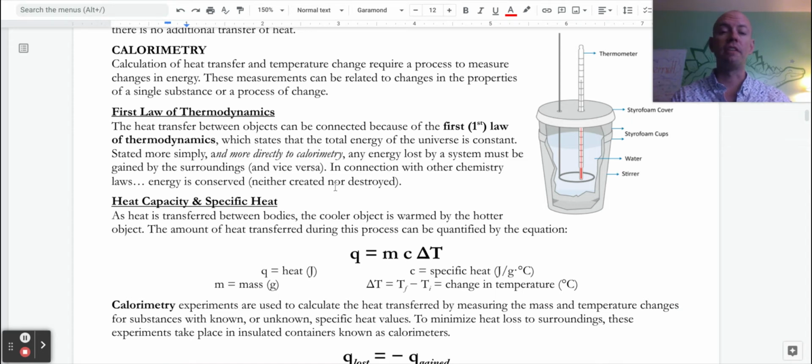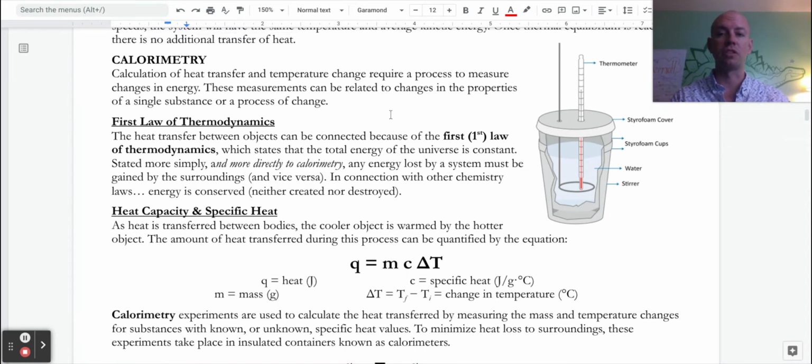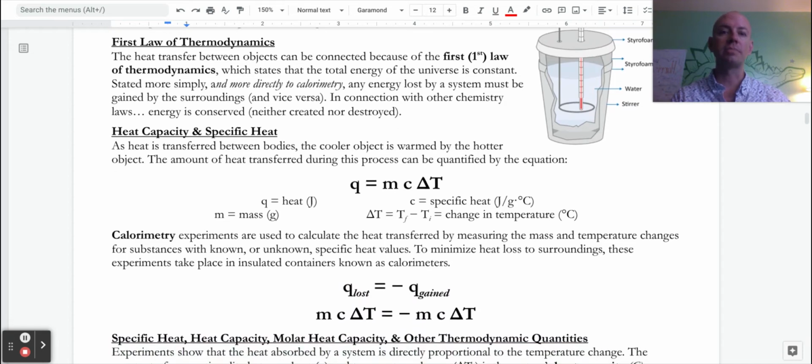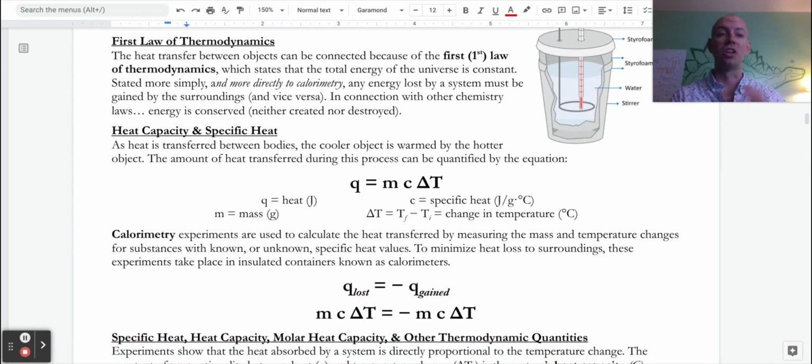The transfer of heat is related to the first law of thermodynamics, or sometimes it is stated as the law of conservation of energy. It says the total energy of the universe is constant, or when we're applying it, we're really thinking about this: energy lost by a system is gained by the surroundings and vice versa. We aren't creating energy, nor are we destroying that.